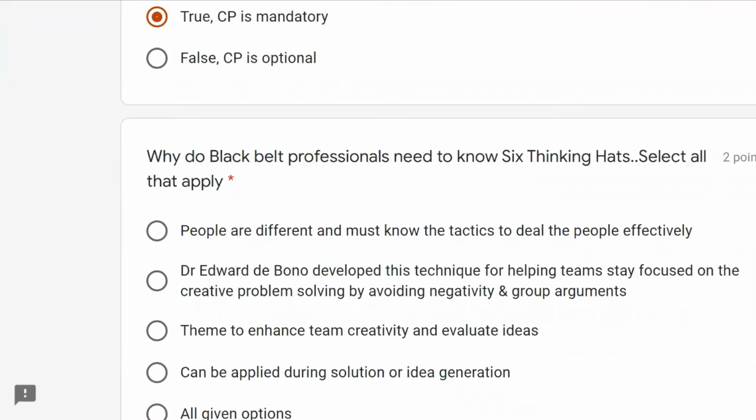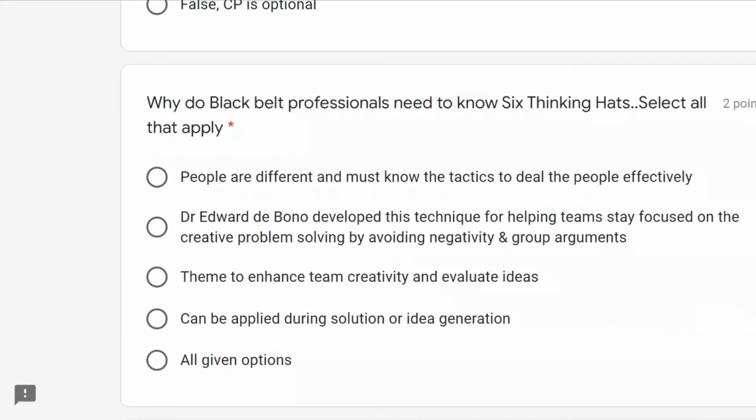Why do Black Belt professionals need to know Six Thinking Hats? Six Thinking Hats is very famously written. I have also covered it on YouTube. It's by Edward de Bono, a very wonderful author. So here they have given the options. People are different, must know the tactics to deal with people. Dr. Edward de Bono developed this technique for helping teams stay focused on creative problem solving by avoiding negative and group argument. It enhances team creativity and evaluates ideas, and can be applied during solution or idea generation. All given options, so the answer is all of the above.